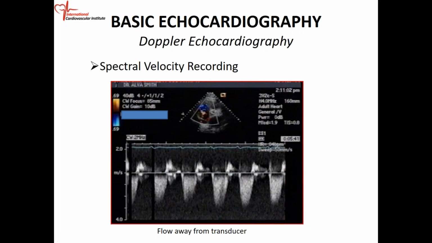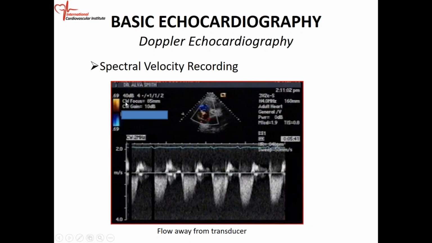Tricuspid regurgitation. It's below the baseline. This is the baseline right there. It is below the baseline because the flow is moving away from the transducer. The transducer is right there. The blood is flowing from the right ventricle across the tricuspid valve into the right atrium. Tricuspid regurgitation.